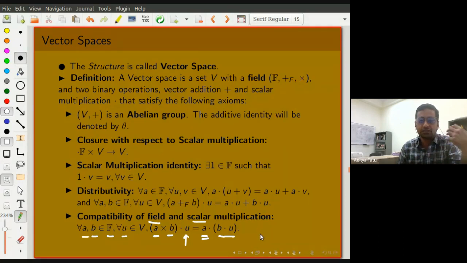So there are, in principle, 9 properties. If you remember, an abelian group itself needs 5 properties, or 5 axioms, plus these 4. So in principle, there are 9 properties that the set V, the field F, and these two operations have to satisfy.